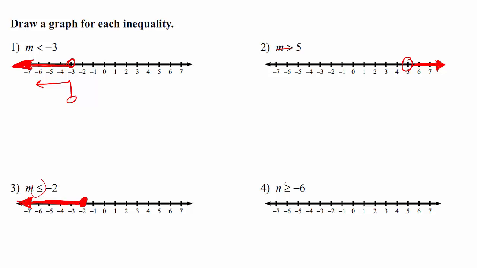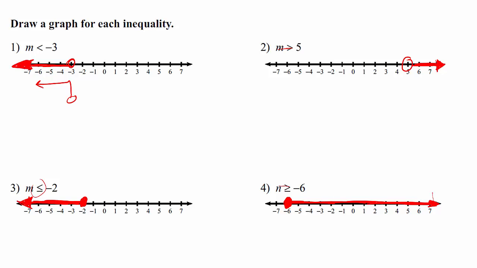And then on 4, it's greater than or equal to. So that means that my dot is filled in. And I can think of this like an arrow pointing to the right, where I can think, where are the numbers that are bigger than -6? Those are to the right. So that's just if we have a really simple inequality that we're just wanting to graph.